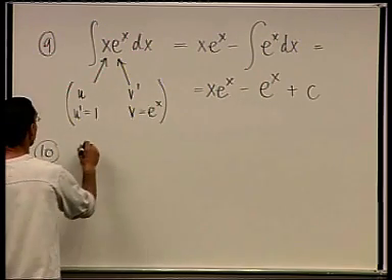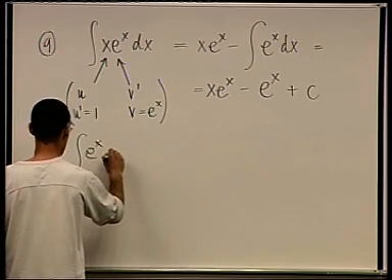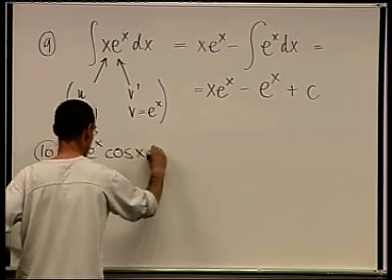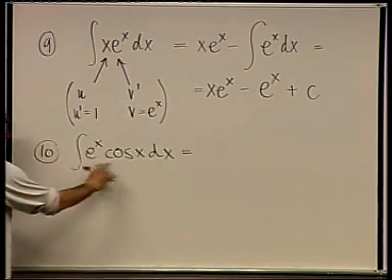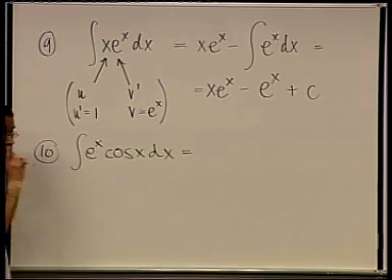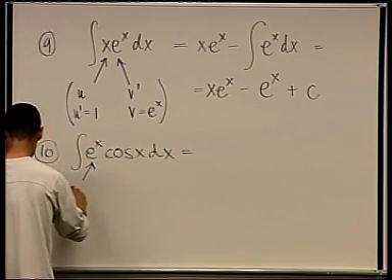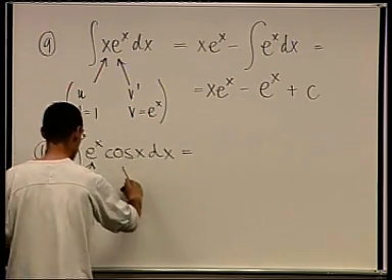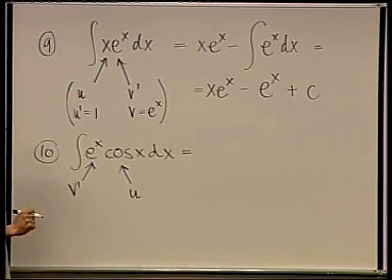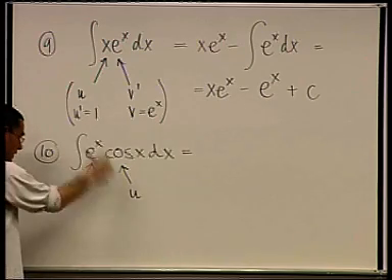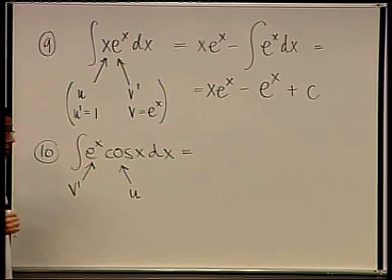Example 10. Suppose we want to do the integral of e to the x cosine x dx. Again, we recognize that this is a product of two functions, and we're going to do integration by parts. So this is going to be my v prime, this is going to be my u. Note that you can choose the other way around, because you know how to take derivatives of both, and you know how to find antiderivatives of both. It's just a matter of decision.